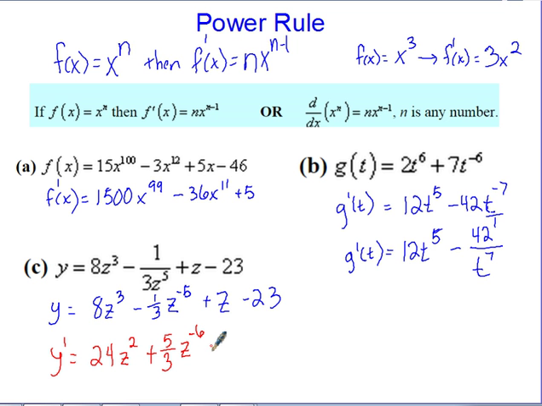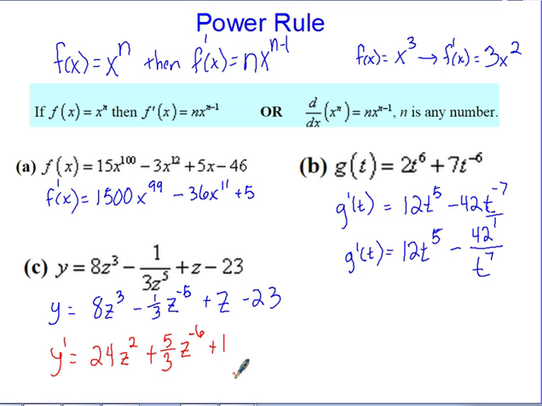Okay? Plus, what's the derivative of just z or x or anything? Think about what's up here. A 1. The 1 moves to the front, so there is a 1. And then what happens to my z? Goes away. So the derivative of z or x or anything is just 1. And then what's the derivative of minus 23? So then, don't worry about it.